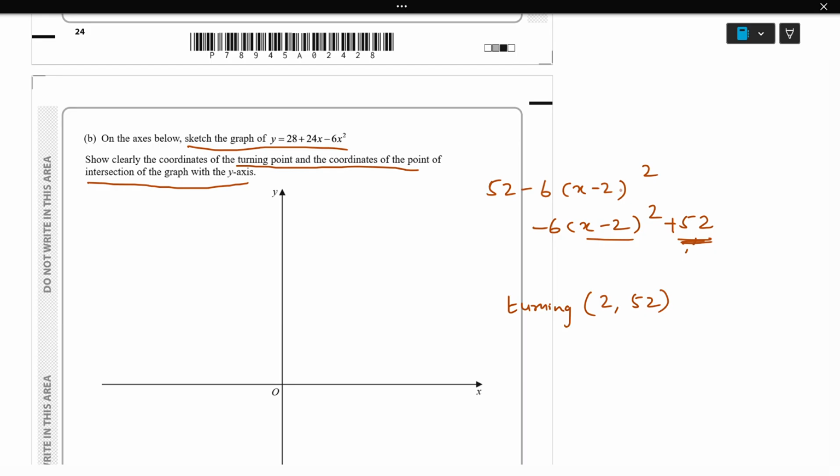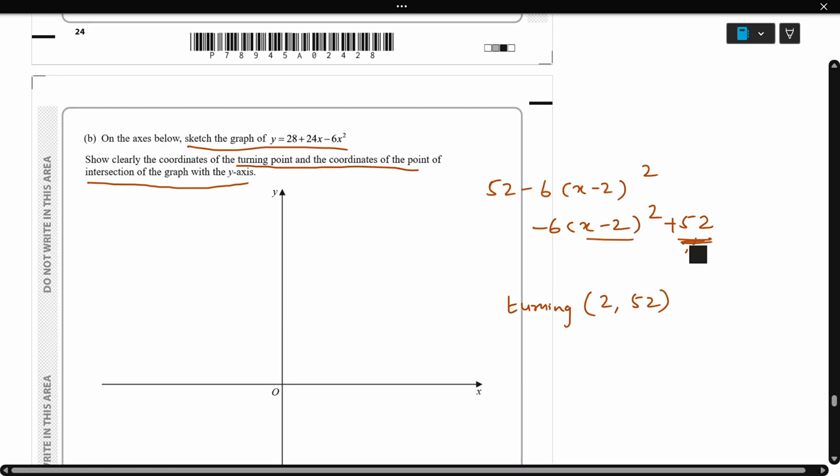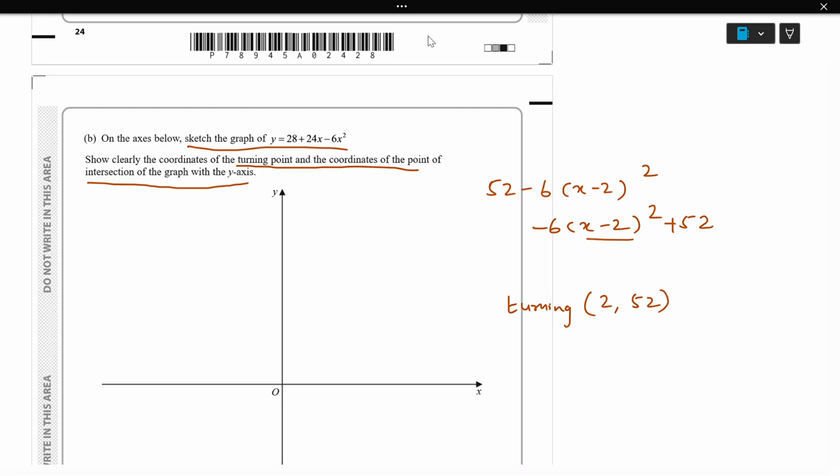Sorry, not 52. The y-intercept point is going to be, here put x equal to 0 in the given equation, y equal to 28 plus 24x square minus 6x. For the y-intercept, x equal to 0. Just put x equal to 0, the entire thing going to be 0. So y equal to 28. So the y-intercept coordinate is going to be 0, 28.